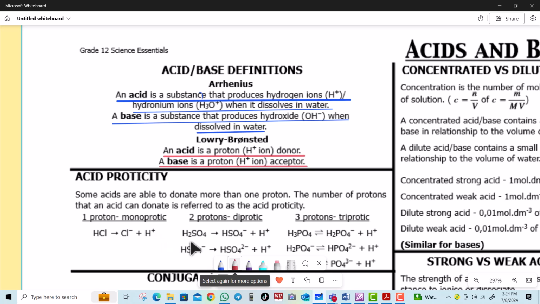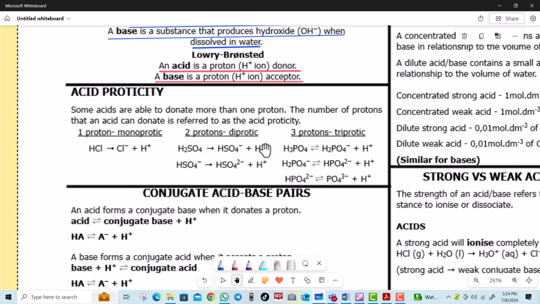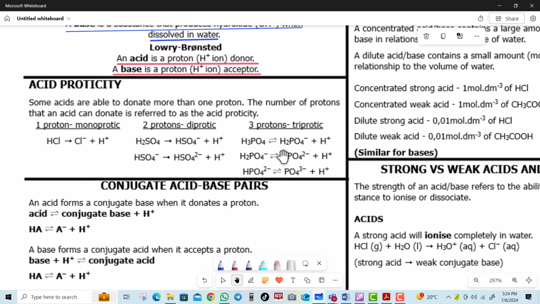Then if an acid can donate 2 protons, we call it what? Diprotic. Like this sulfuric acid here, as you can see, it first donates the first proton, this H, and then later another proton. These are 2 in number, right? So being 2 is called what? Diprotic acid.